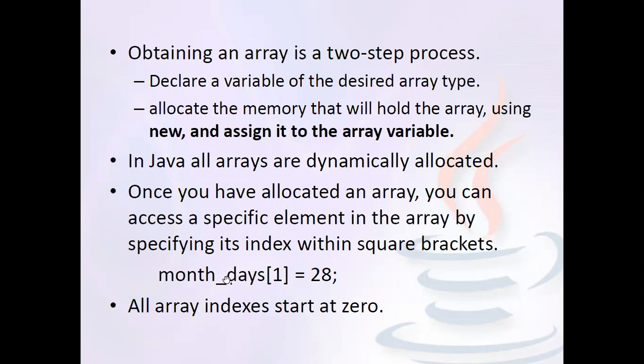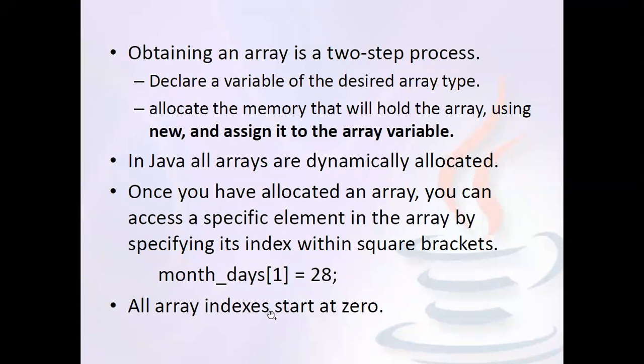For example, month_day[1] = 28. This one will give us February. February has 28 days, so he's taking a non-leap year. Say if he writes 0, then we know that month 0 is January, and January has 31 days, so we should write 31 here.